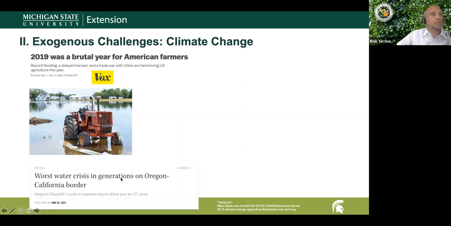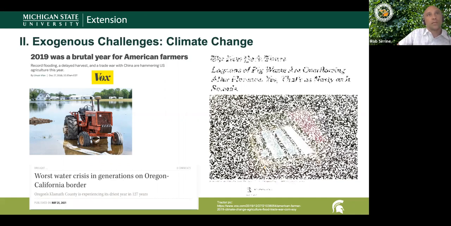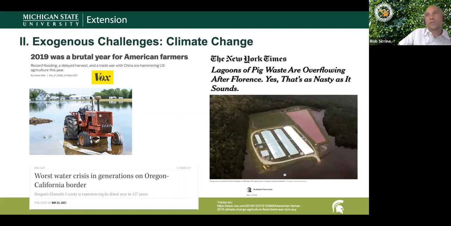This was just a couple of weeks ago. This came out: worst water crisis in generations on the Oregon-California border in 127 years. And a consequence of Hurricane Florence, overflowing CAFO manure lagoons into the waterway, into the ocean.